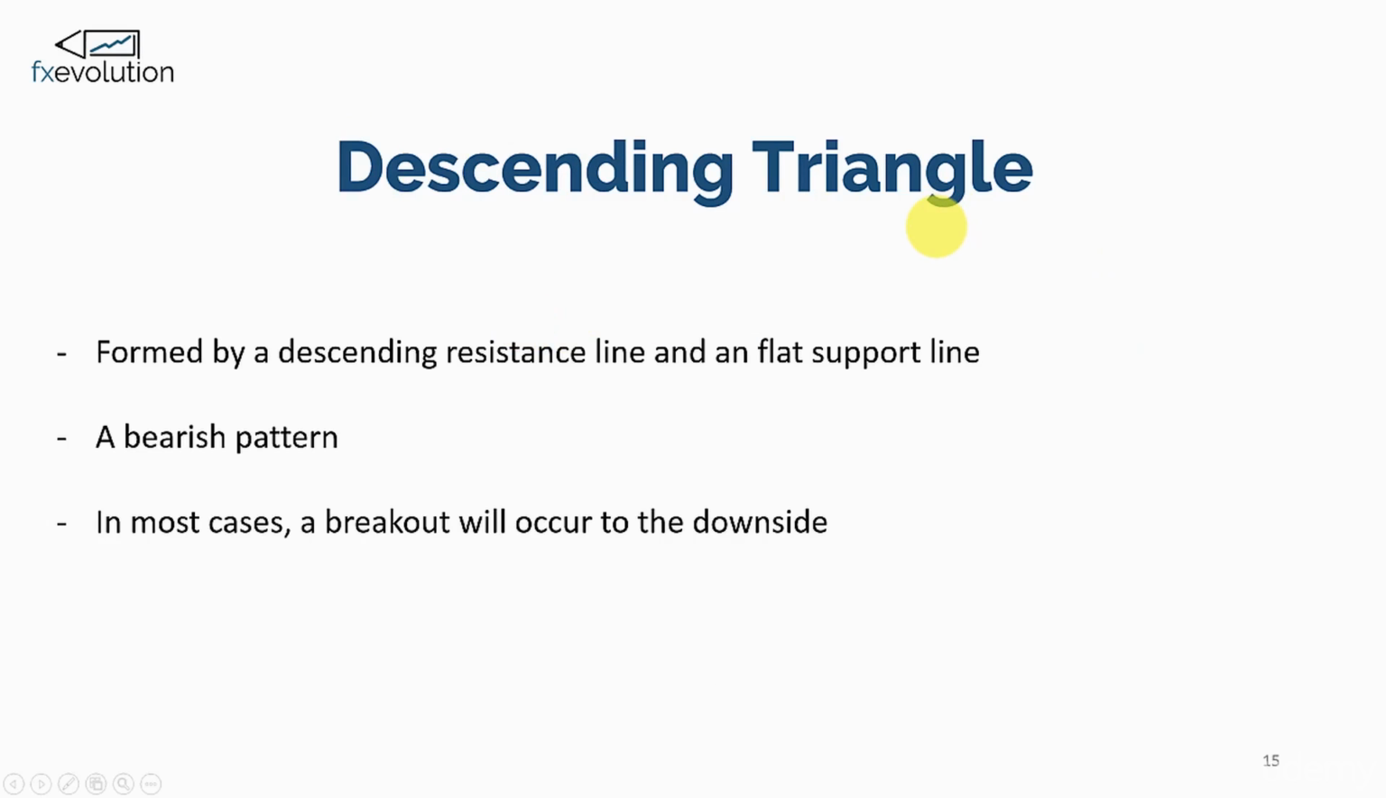So let's now take a look at the descending triangle. Descending triangles are formed by a descending resistance line and a flat support line. They're a bearish pattern, and in most cases a breakout will occur to the downside in these patterns.